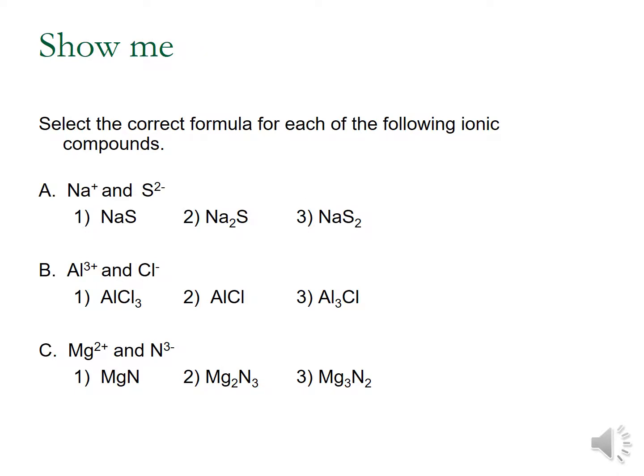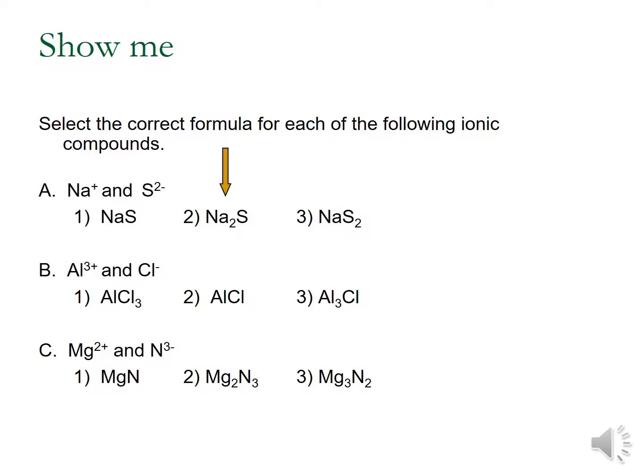Let's select the correct formula now for the following ionic compounds. Sodium is +1, sulfide is -2. In order to balance the charges on the formula so that the number of electrons lost and gained would be correct, we would need 2 +1s for the S -2, so that would be the formula Na2S.